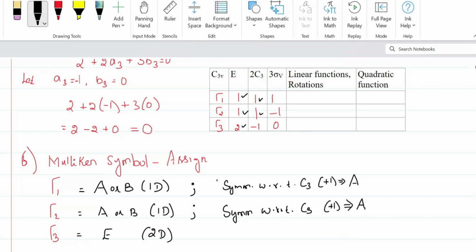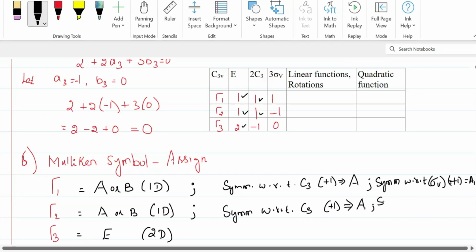Then comes the subscript. What subscript should come? Then you have to see the symmetry with respect to sigma V. Then it should be 1. If it is symmetric with respect to sigma V, we are getting here plus 1. Then that should be equivalent to A1.